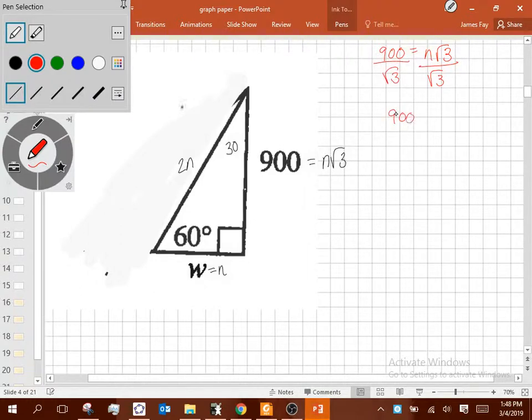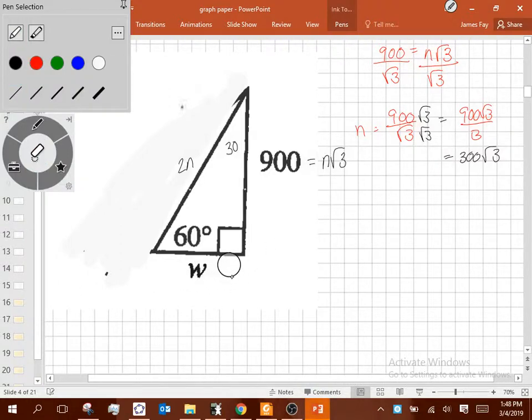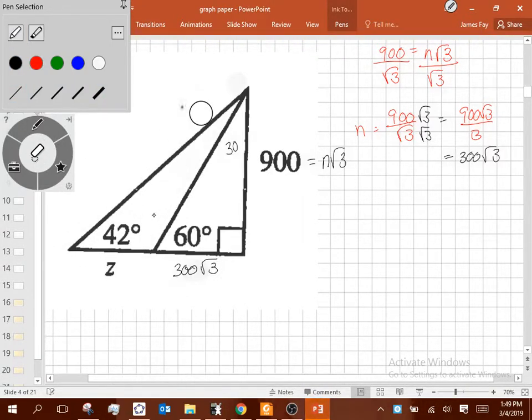Okay, so I get 900 over root 3 is equal to n, but I don't like to write it that way. So I'll multiply by radical 3 over radical 3, right? So it's going to be 900 radical 3 over 3, and I think you're seeing the benefit of doing that. What's that 900 over 3 going to change to? 300 radical 3, right? Does that make sense? So that is this distance of W, 300 radical 3. Okay?